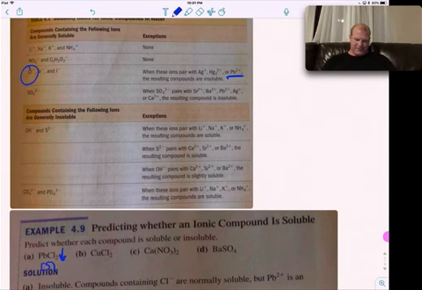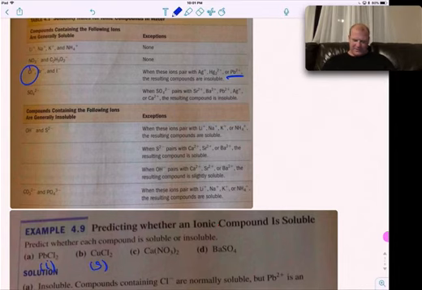It's insoluble. Copper chloride. So chlorides tend to be soluble, with the exceptions silver, mercury, lead. Copper is not one of the exceptions. Actually, I'm going to call this insoluble. We'll call that insoluble. We'll call this soluble.